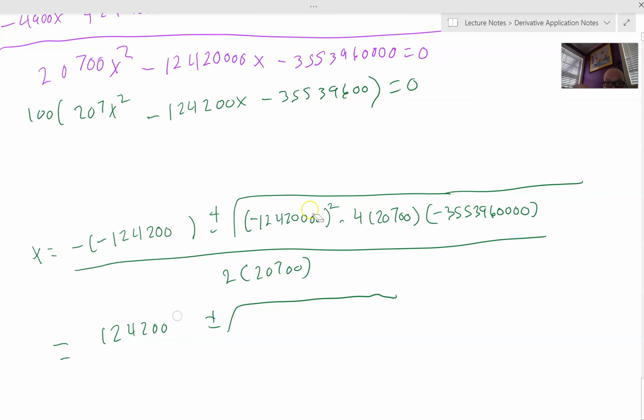Alright, so we take off those two zeros. Alright, let's try that again. So 1,242 squared minus 4 times 207 times 3,553,960. Alright. Okay, so we're still getting just a tad big number.